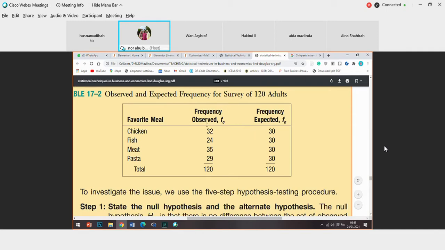Okay, bila kita ada observed value, now we want to see the expected frequency. Okay, expected frequency ni mudah je. Kita anggaplah keempat-empat, okay, these 4 meals have equal number of people liking the meal. Okay, so 120 bagi 4 dapatlah 30, 30, 30, 30. Alright, so observed and expected.